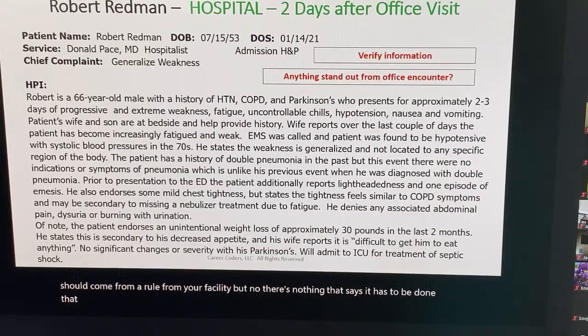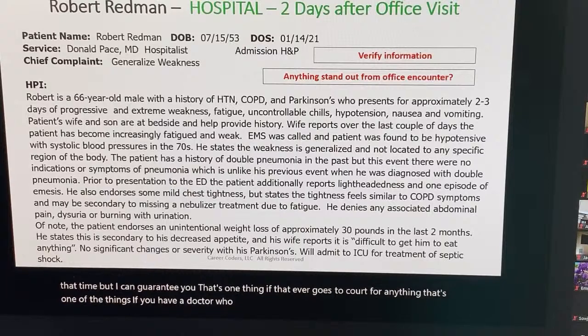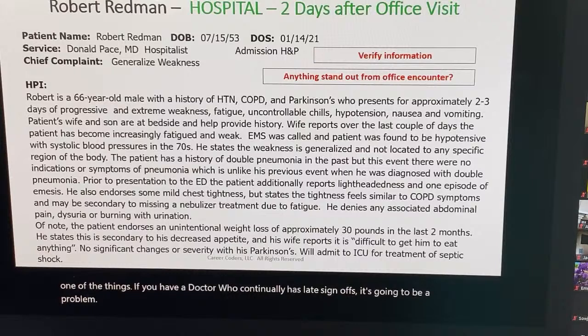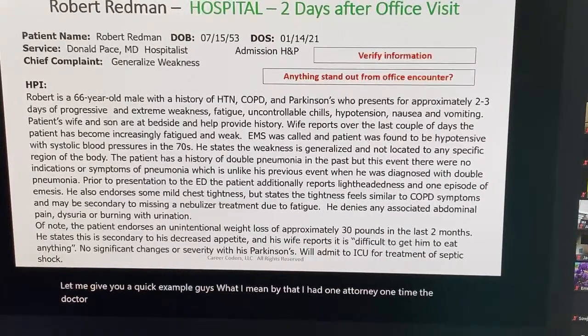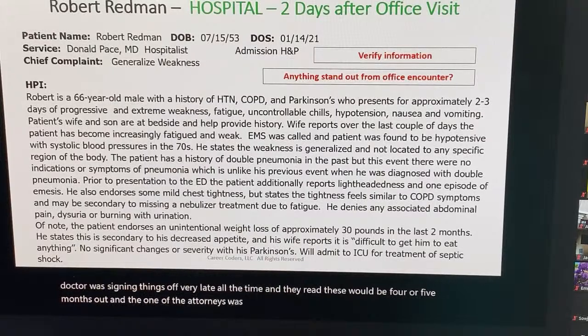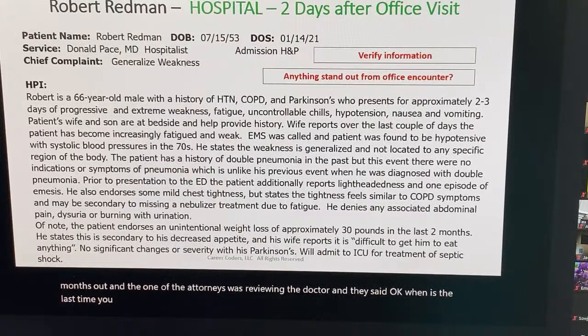But no, there's nothing that says it has to be done in that time. But I can guarantee you, if it ever goes to court or anything, if you have a doctor who continually has late sign-offs, it's going to be a problem. Let me give you a quick example, guys, of what I mean by that. I had one attorney one time, the doctor was signing things off very late all the time, like 4 or 5 months out. And one of the attorneys was reviewing the document and said, okay, when was the last time you took your wife out for supper?